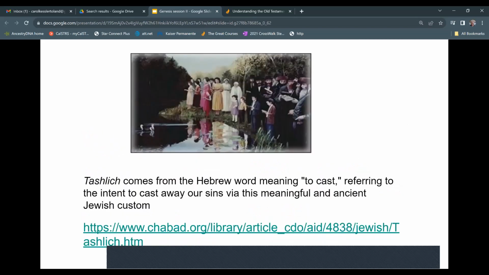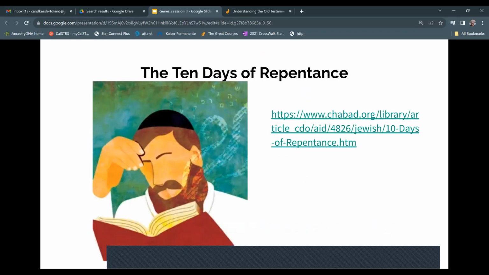So right now it is tashlish, which comes from the Hebrew word meaning to cast and referring to the intent to cast away our sins by some meaningful and ancient Jewish custom. You may look up these Jewish customs at chabad.org library, and you can click on the link that's attached below and get more information on the meaning of the ancient Jewish custom of atonement. Is very interesting. And it is 10 days long, for 10 days of repentance.